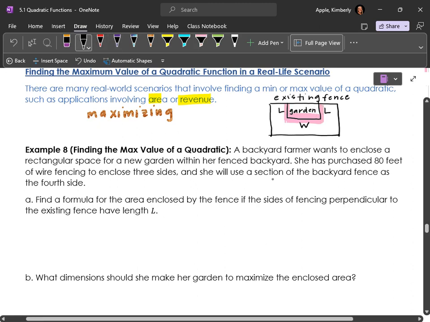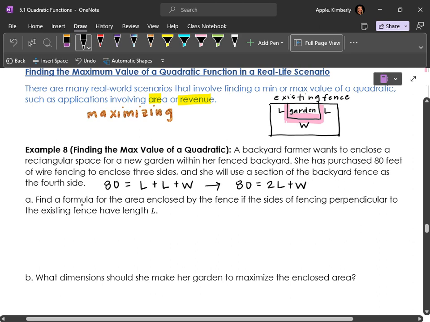The first thing we'll need to do is write a model that relates the 80 feet that we have to these lengths and widths. So we'll say, all right, I've got 80 feet, and that's going to equal whatever the length is, plus whatever the other length is, plus whatever the width is. Combining those like terms, we'll have the expression 2L plus W.